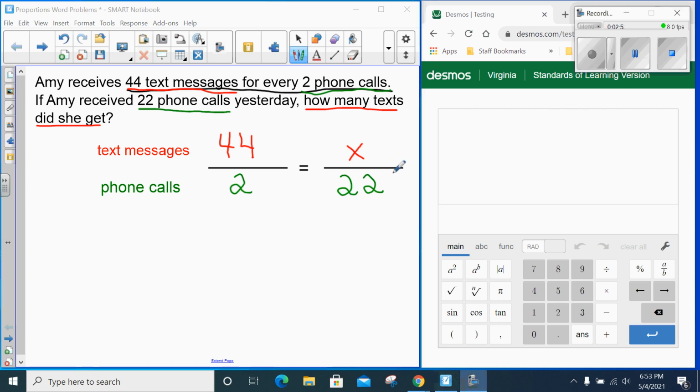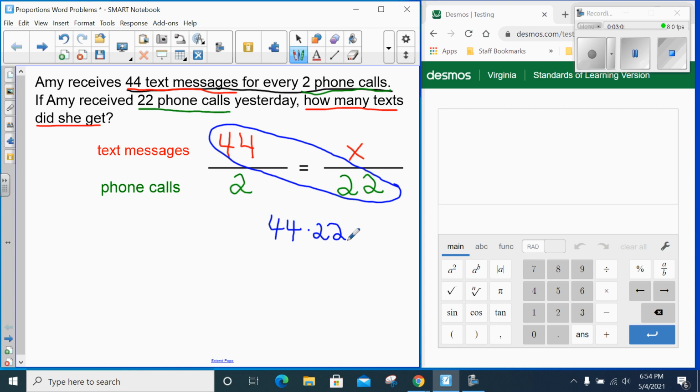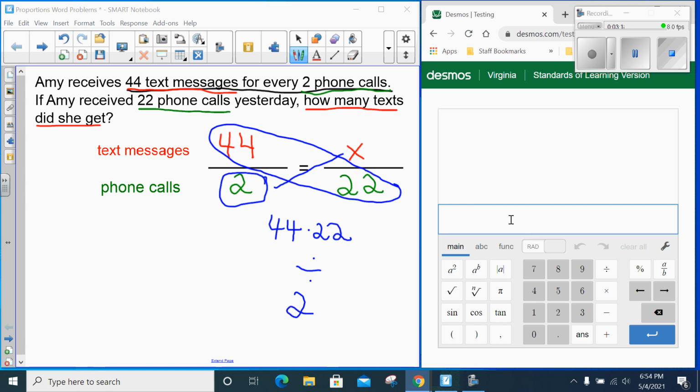Now that you've set up your proportion, you're ready to solve. So remember, you want to cross multiply the numbers that are across from each other. So that's going to be 44 times 22, and I can use my Desmos calculator. And then I'm going to divide by that last number that's across from X. So what's across from X? 2. So let's go ahead and use Desmos to solve.